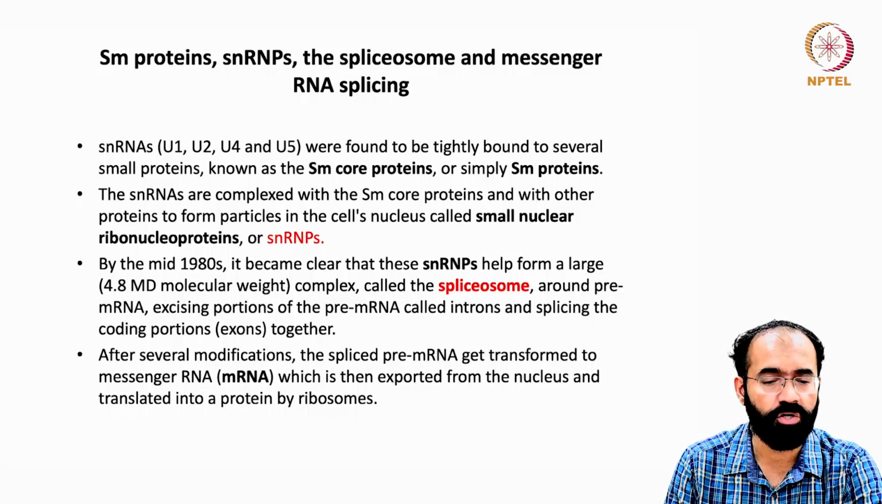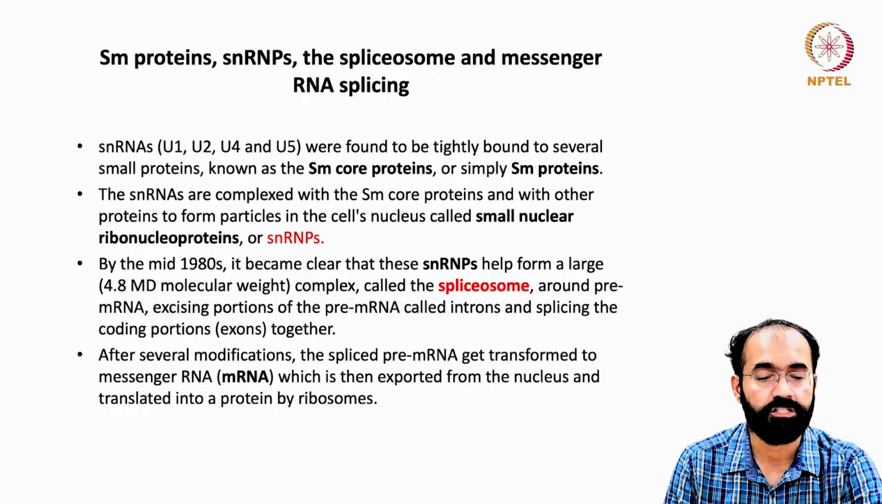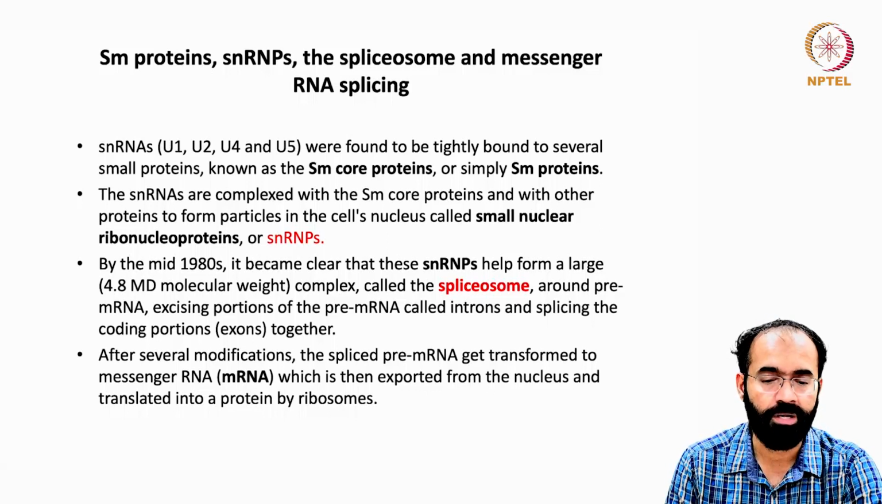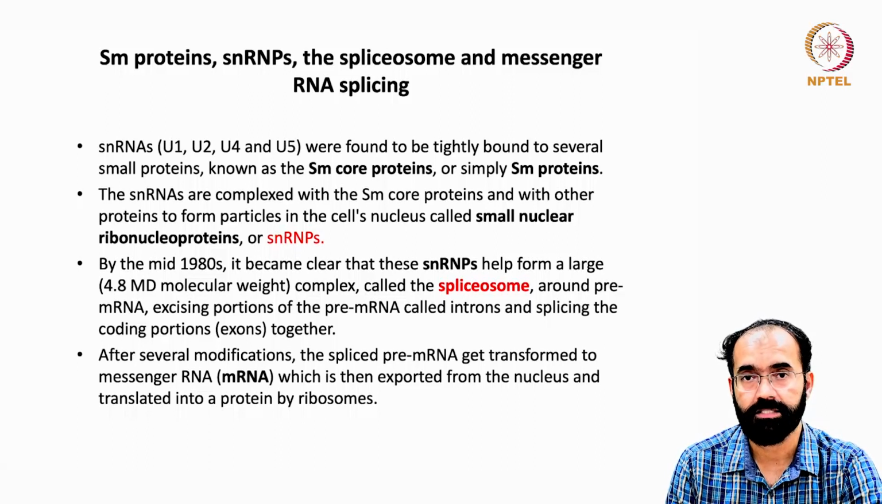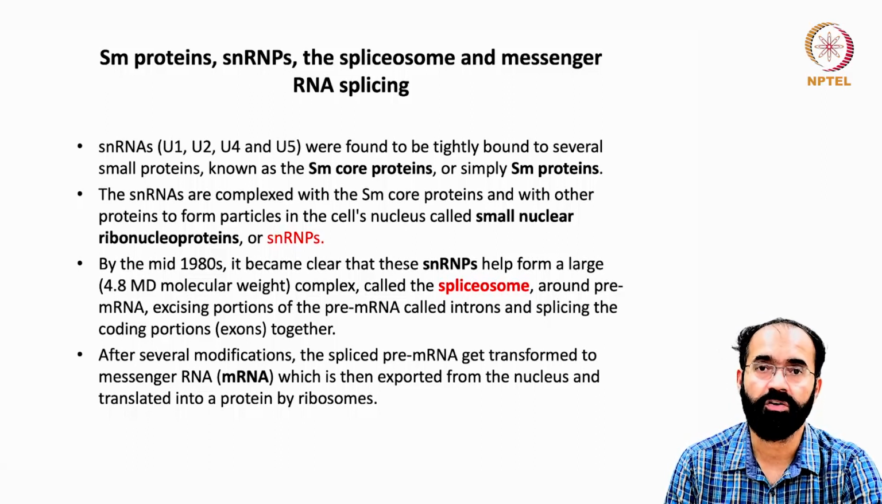So the snRNAs, we all know U1, U2, U4, U5 are the major ones and are found to be tightly bound to several small proteins, and they are called SM core proteins, or simply SM proteins. So the snRNAs are complexed with the SM core proteins and with other proteins to form particles in the cell, especially in the nucleus, and they are called small nuclear ribonucleoproteins or snRNPs. So the snRNP terminology is formed because of the assemblage of snRNA with the SM proteins mainly.